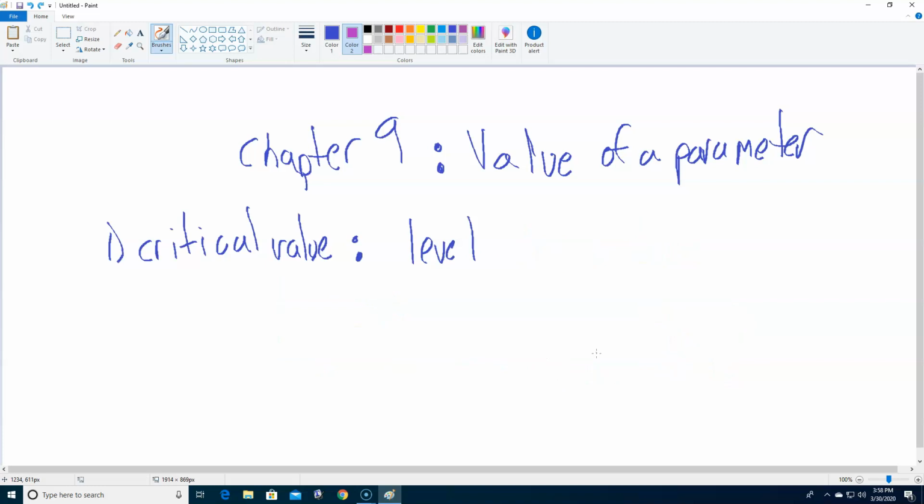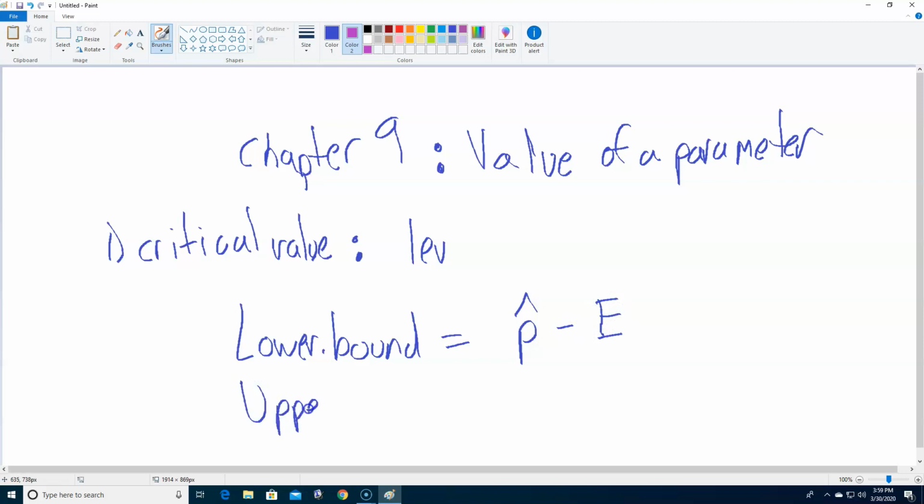Next, we're going to talk about lower bounds and upper bounds. Different types now. A lower bound is equal to p hat minus e, and this e is the margin of error. And your upper bound is equal to p hat plus e. So those are two more formulas that we're going to use.